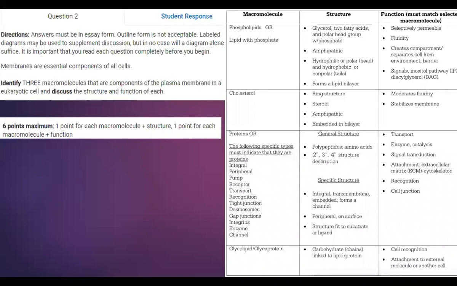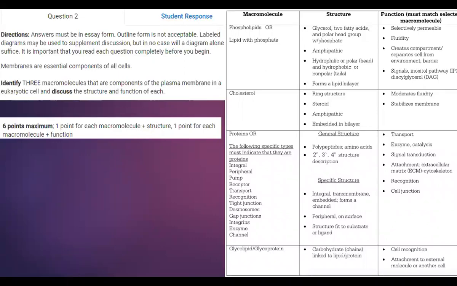In a eukaryotic cell, discuss the structure and function of each. 1 point for the name of the macromolecule and an explanation of its structure. So if you just said lipid and didn't give me a structure with it, just a function, that whole word lipid doesn't get the point. And then 1 point for each macromolecule plus function. Okay, so you get 1 point for macromolecule and structure, and then 1 point for its function.